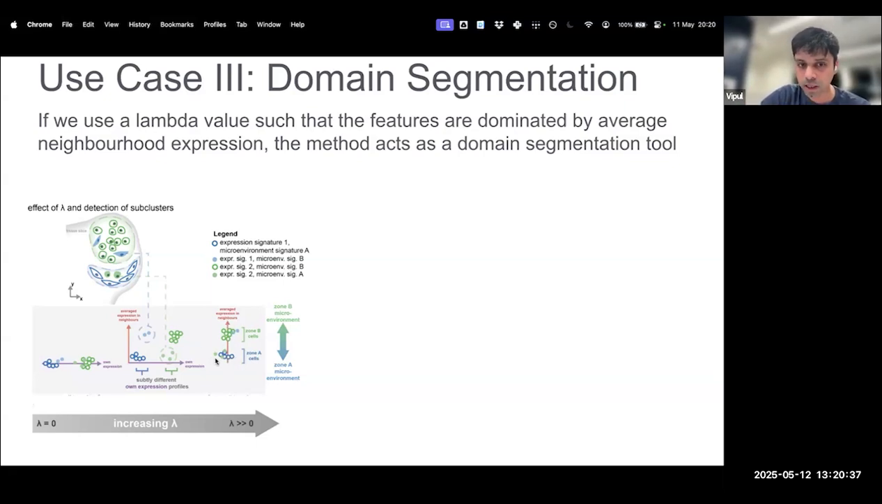And there the method starts clustering by the average gene expression signature around each cell, by the average expression of genes in the cells around each cell. And it becomes a domain segmentation method. And in the previous slides, we were talking about this intermediate, middle lambda regime where it becomes a spatial cell typing method, by the way.